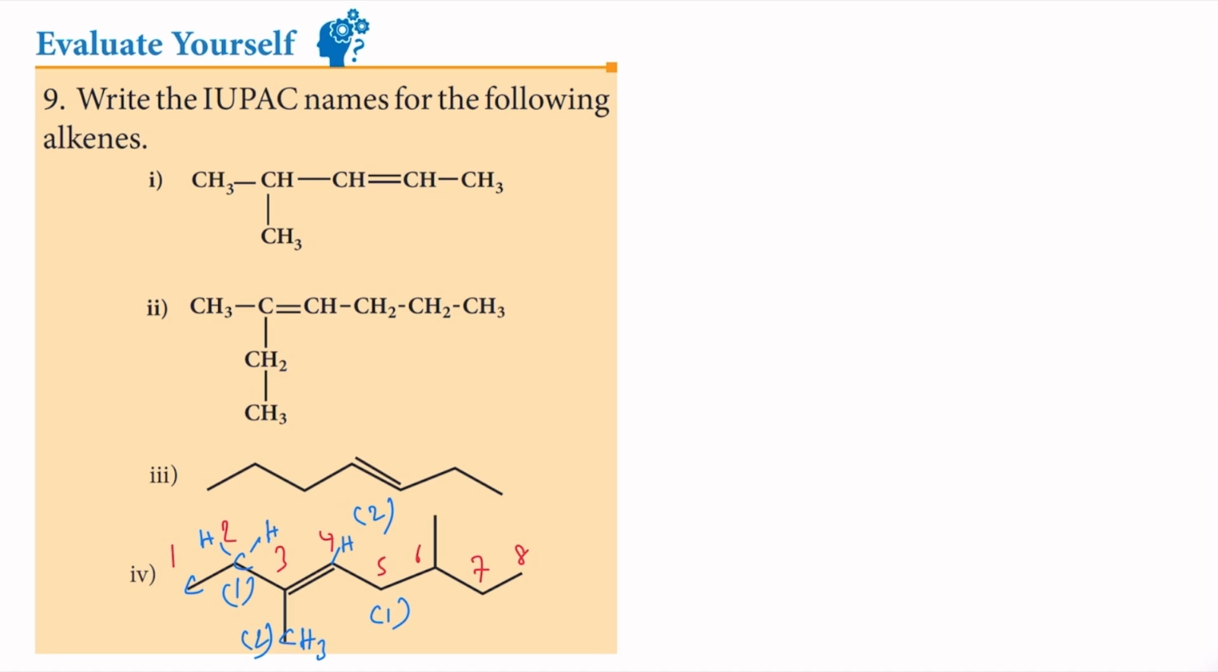Here once again the priorities are on the opposite side. Therefore this is also an E isomer, and we have 8 carbon atoms in the parent chain. Therefore the correct IUPAC name for this molecule is (3E)-3,6-dimethyloct-3-ene. That's the correct IUPAC name for this molecule.